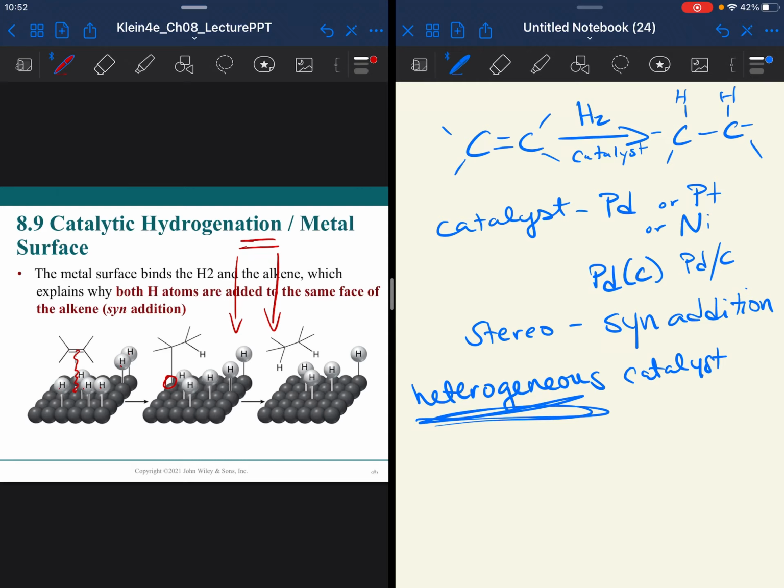side. It won't pick one hydrogen up, flip over, and then pick the second one up, right? It picks them both up when it's facing in one direction. And so you get that syn addition, right?